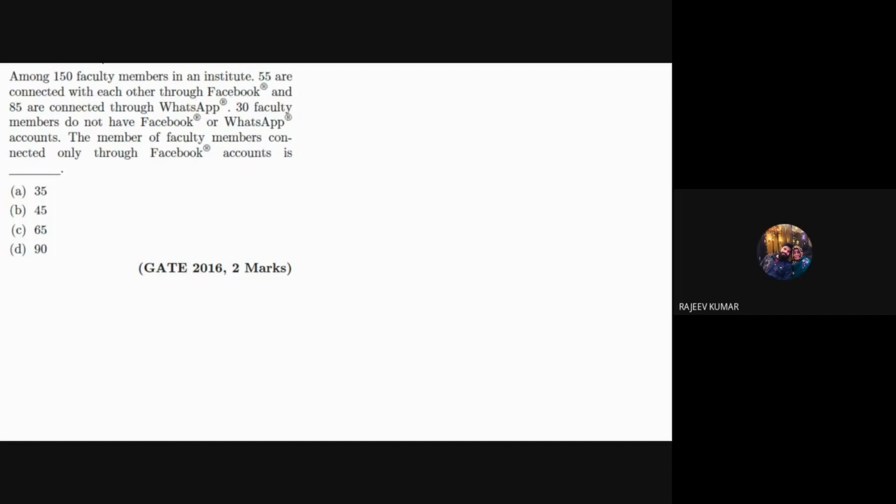Among 150 faculty members in an institute, so the total number of faculty members is 150. That is the first thing you got. 55 are connected with each other through Facebook. So let's say Facebook is connecting 55 people, and 85 are connected through WhatsApp. So WhatsApp is connecting 85, right? 30 faculty are there which do not use Facebook and WhatsApp. So no Facebook, no WhatsApp, I'll write down F' ∩ W'. It is 30.